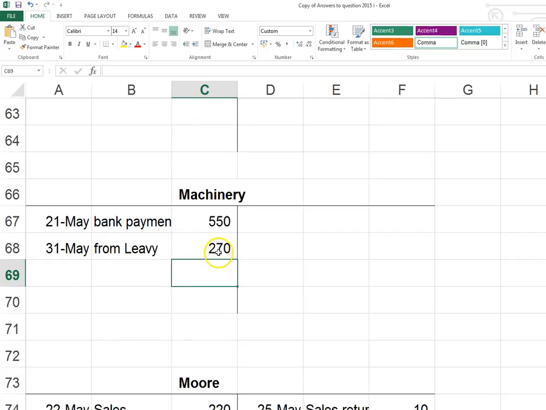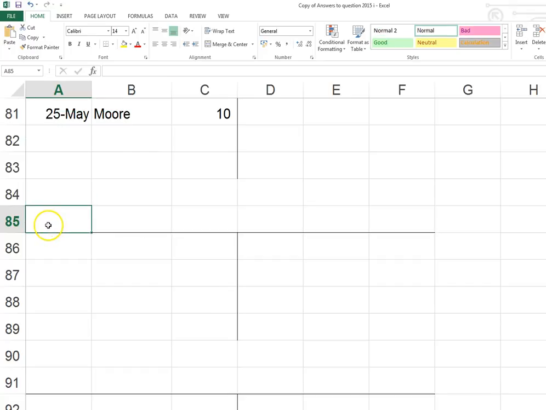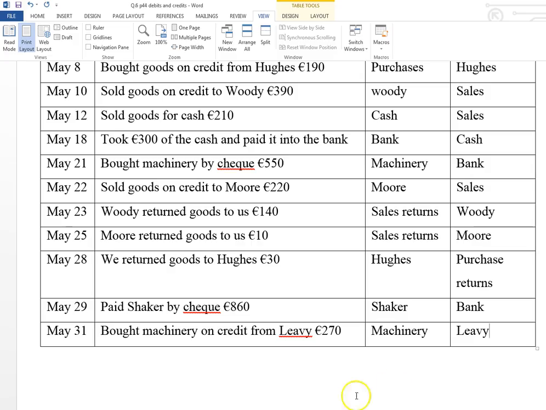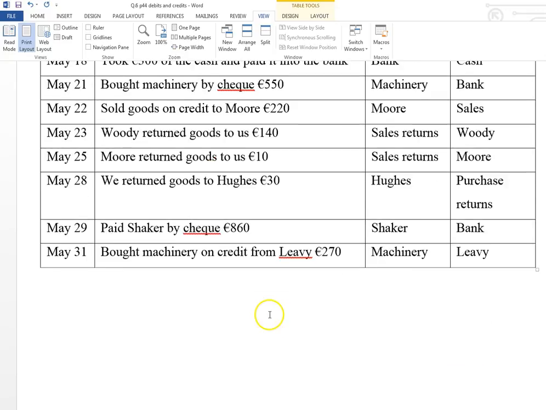So here we debit machinery with 270. We'll have to go down, open up a Levy account and credit it with 270. So here's Levy and 270 on the credit side. And thankfully I think we're at the end. So that's all the transactions.